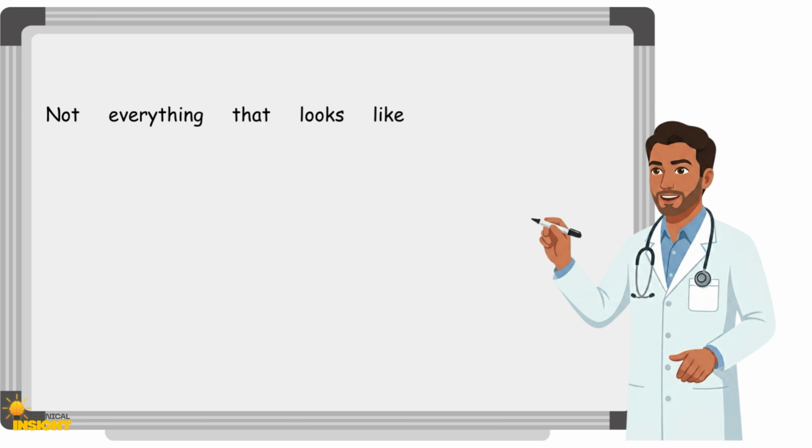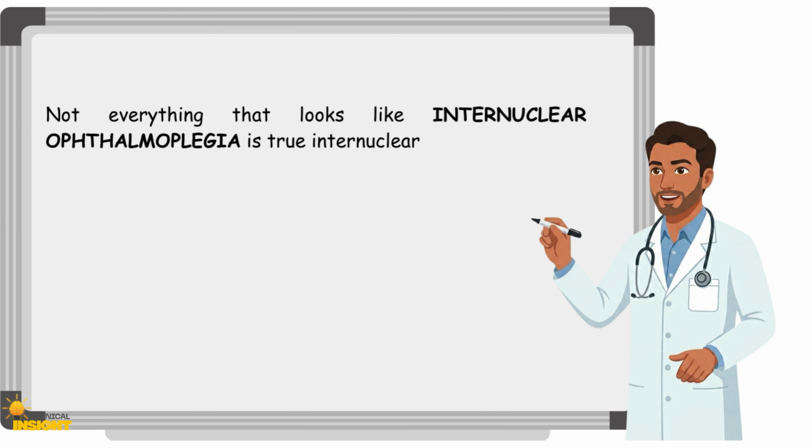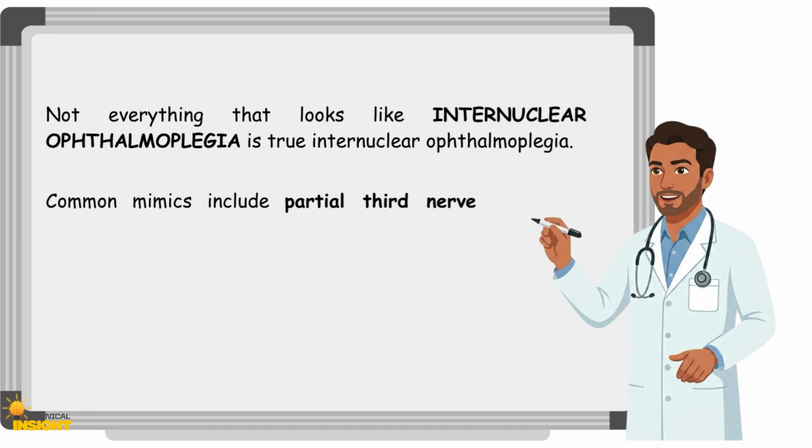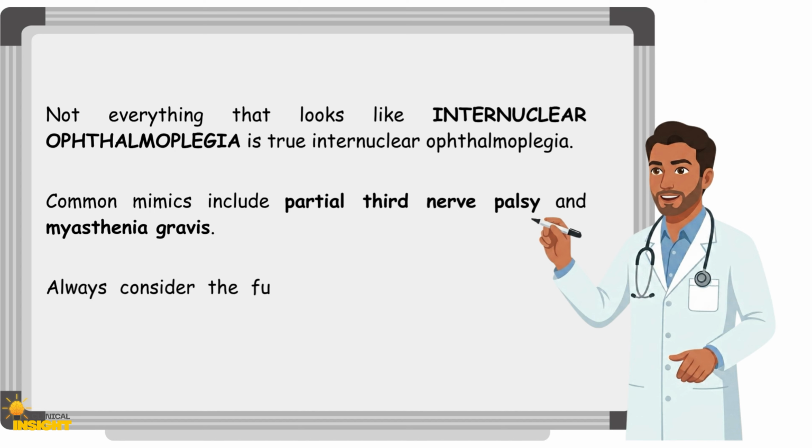Not everything that looks like internuclear ophthalmoplegia is true internuclear ophthalmoplegia. Common mimics include partial third nerve palsy and myasthenia gravis. Always consider the full clinical picture and examine carefully.